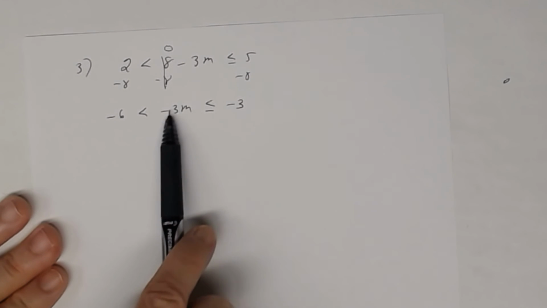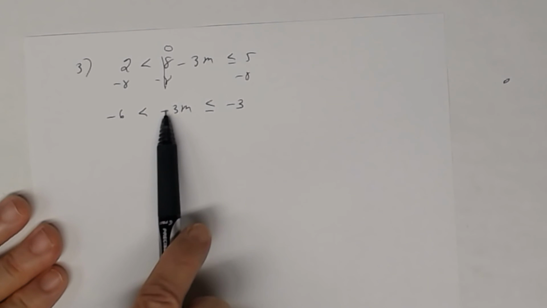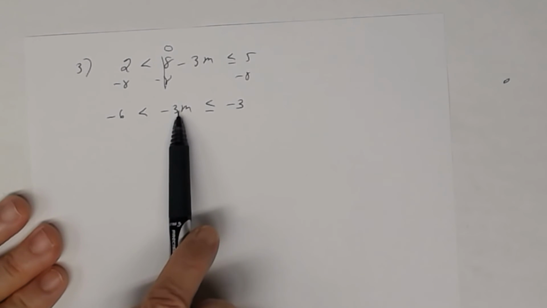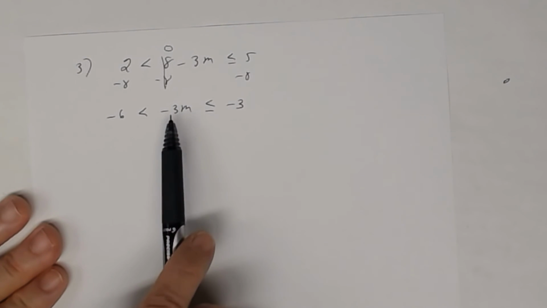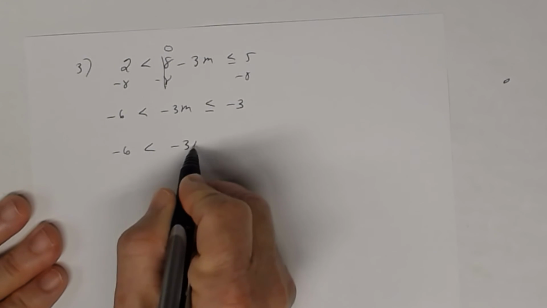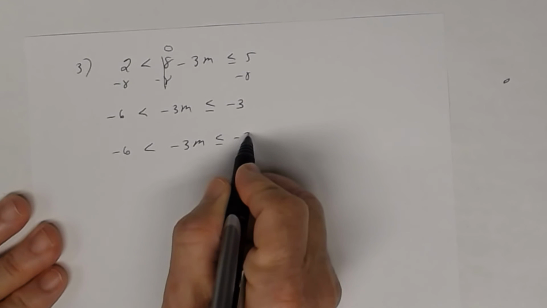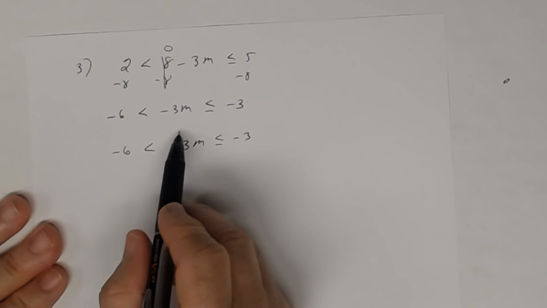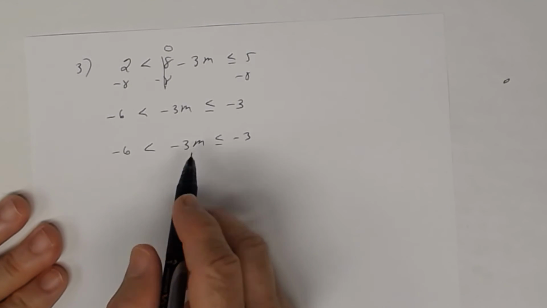Now we're going to get the variable m by itself. To get the variable m by itself, we're now multiplying by negative 3. You got to be careful. You're multiplying by negative 3. I'm going to go ahead and rewrite this over. The opposite of multiplying by negative 3 is to divide by negative 3.